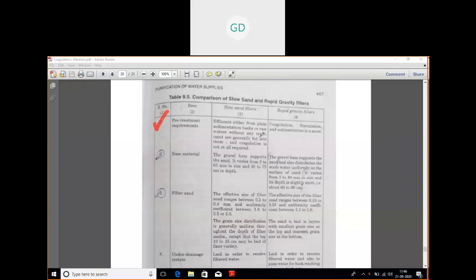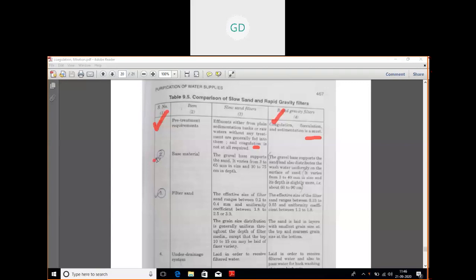Okay, so here coagulation is not required, and the effluents from plain sedimentation, which are not otherwise treated, are directly fed into the slow sand filters. But in rapid gravity filters, coagulation, flocculation, and sedimentation are a must. So that is the comparison depending on your pre-treatment requirements.